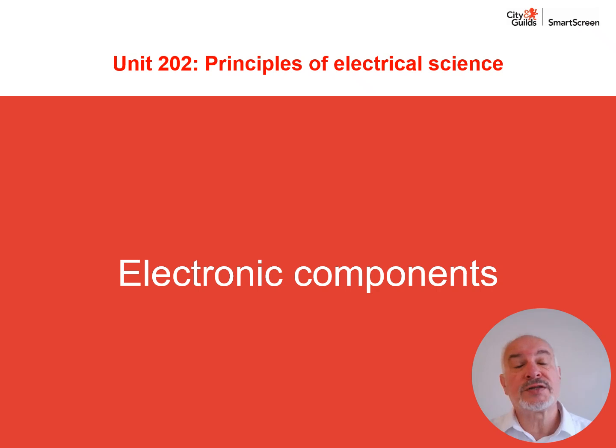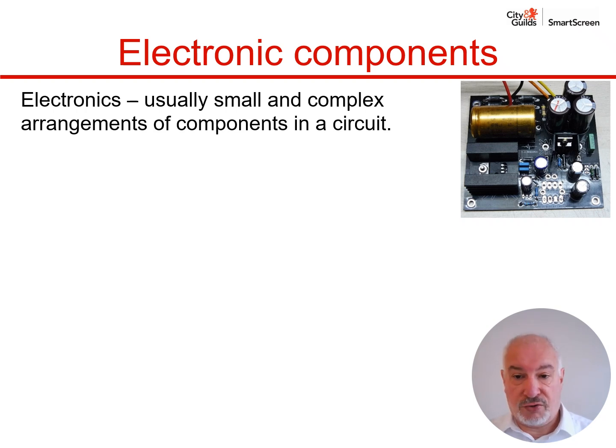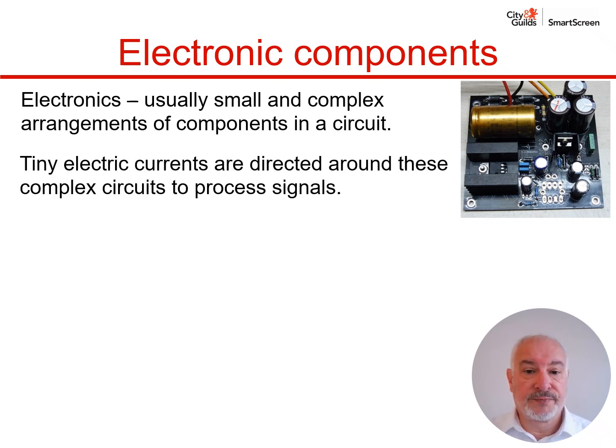This video is on the subject of electronic components. Now the word components simply means parts or pieces of something. So in electronics we usually have a number of small components and they're arranged in a complex way within a circuit. And here is a picture of a circuit board and you can see the different components that are fitted onto it. And they're different shapes and sizes and they have different functions, and we're going to be learning about those components and their functions over the next few videos.